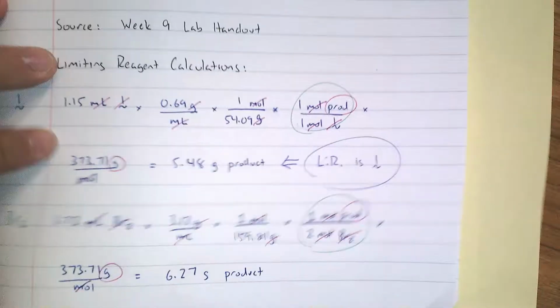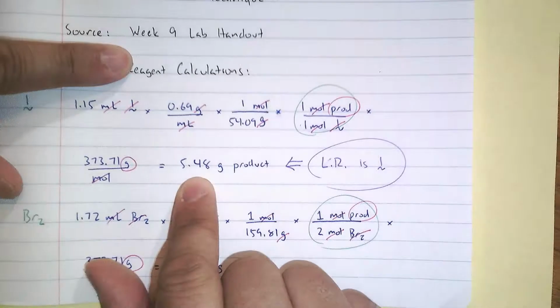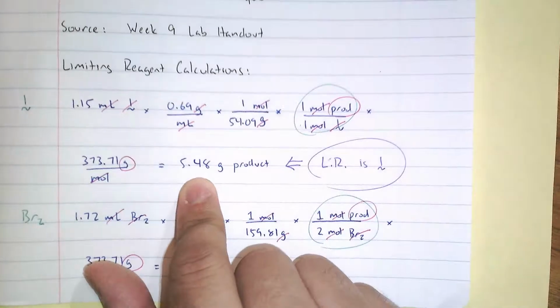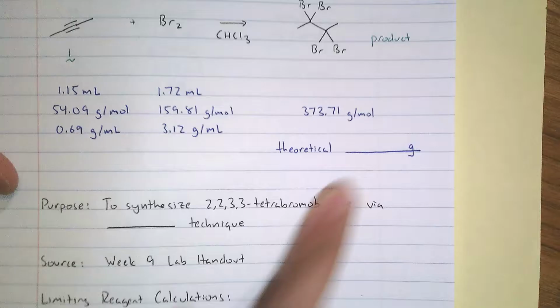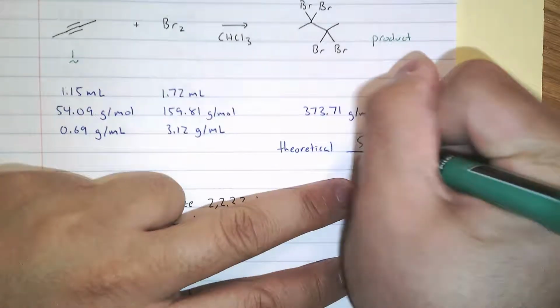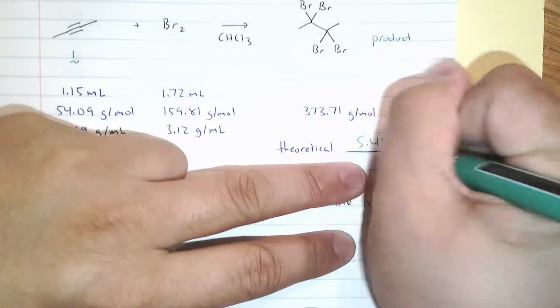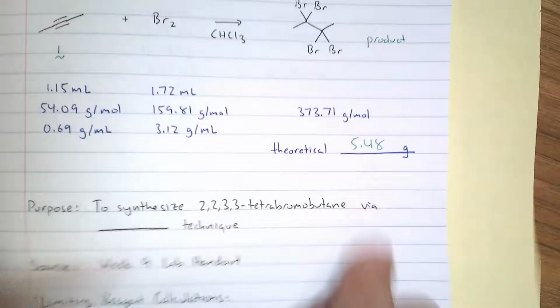Oh, we'll get back to the stoichiometry table in just a bit. Since we have this number already, you know where that goes? 5.48 grams right there. That's what we expect. And I do want to see that right there underneath the product.